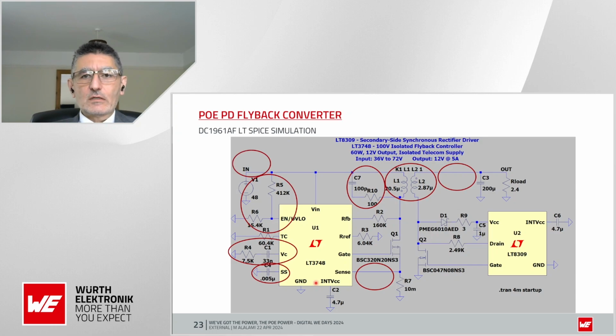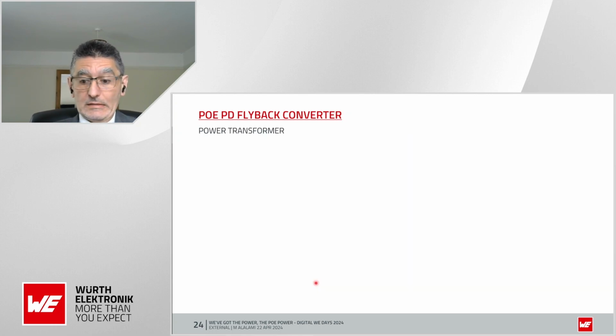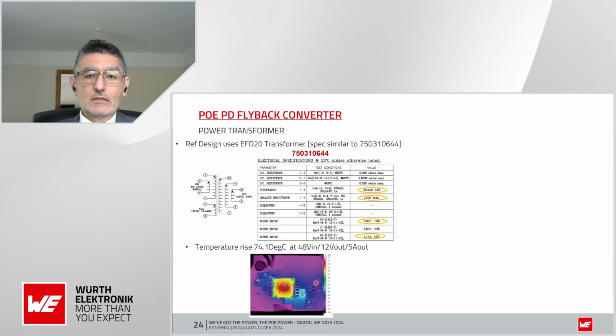So all of these are areas where you need to look in detail in order to make sure that the design is acceptable. So, power transformer. We start off with the core of the design from a DC-DC converter point of view, a flyback. The transformer used on this reference board was an EFD20 type transformer. And I've highlighted on this slide the inductance, the turns ratio, as well as the leakage inductance of the transformer as the key parameters.